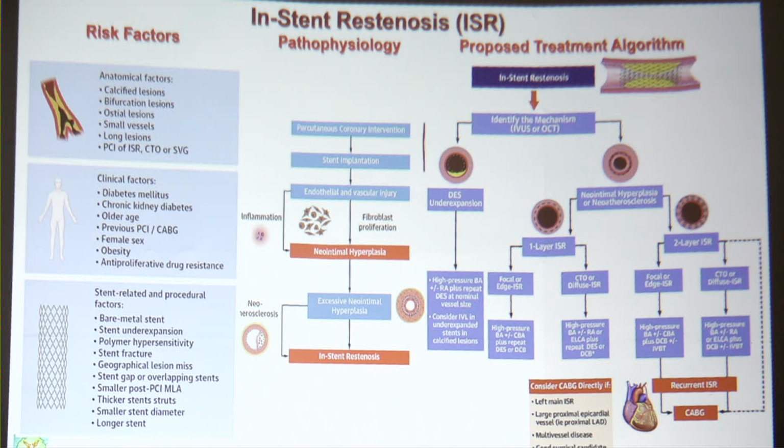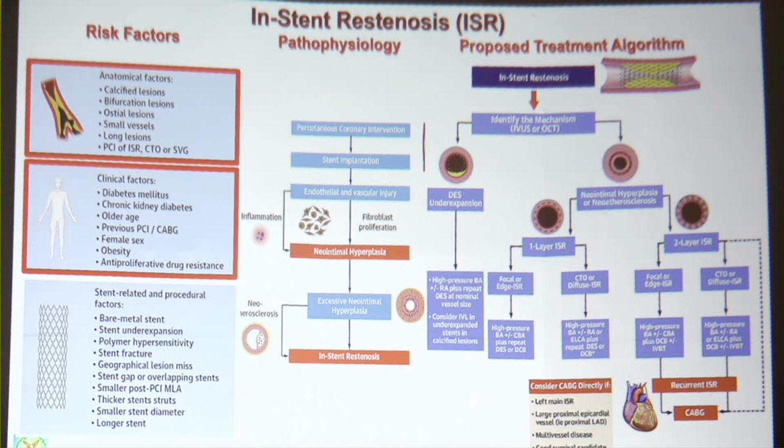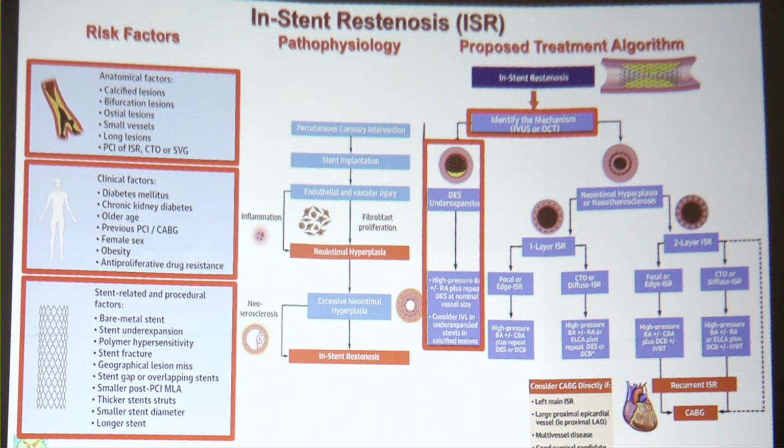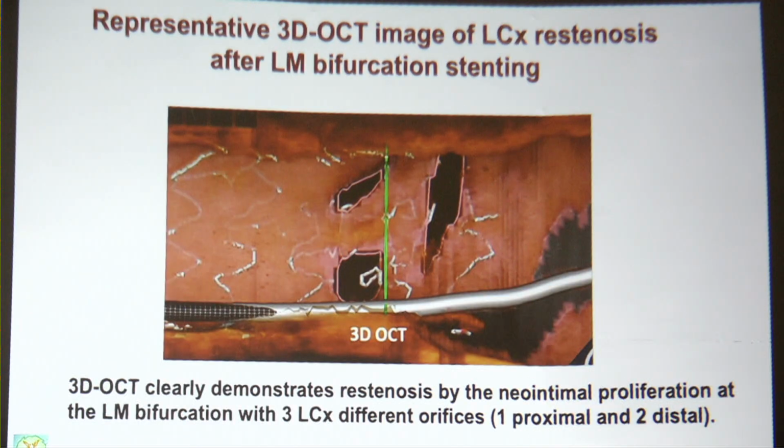Right, this is a summary of the in-stent stenosis mechanism and how to treat it. As I already demonstrated, even in this area, the causes are very similar: anatomical factors, clinical factors, and stent-related procedure factors. We can only control the procedure factors, which is very important. With IVUS and OCT, you can identify the mechanism, and under-expansion is very easy to treat by imaging-based treatment.